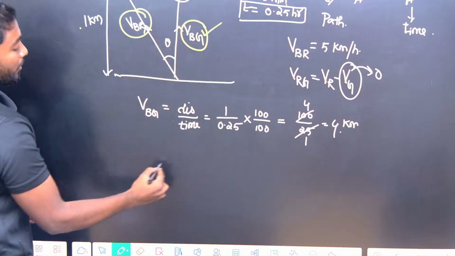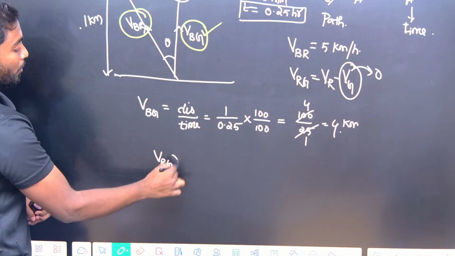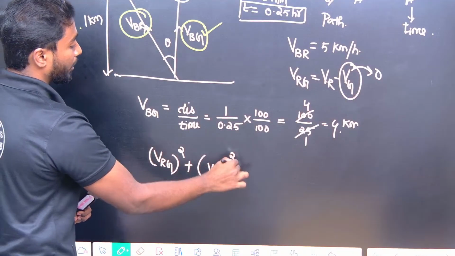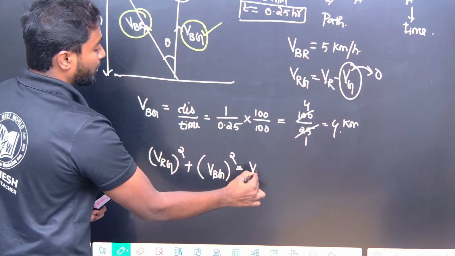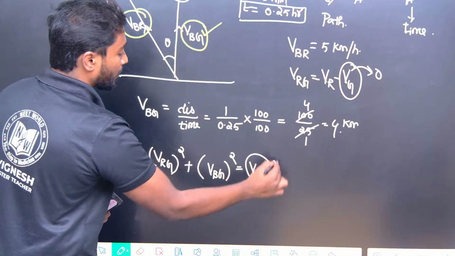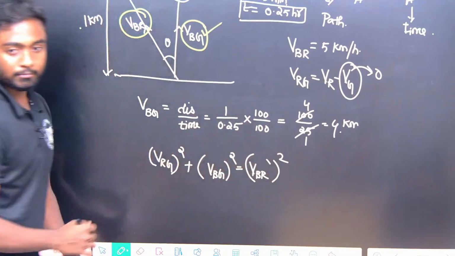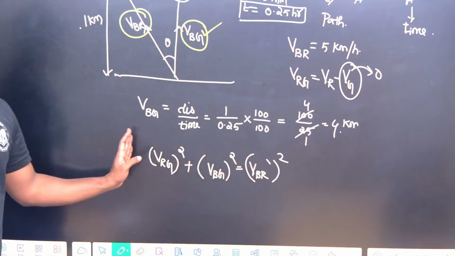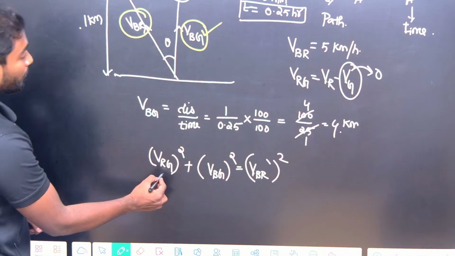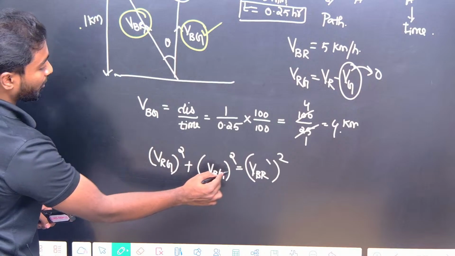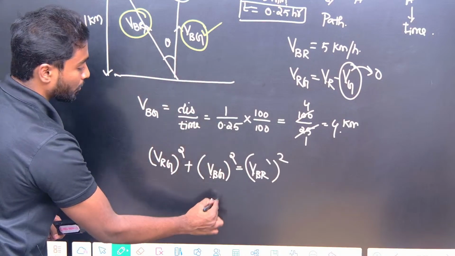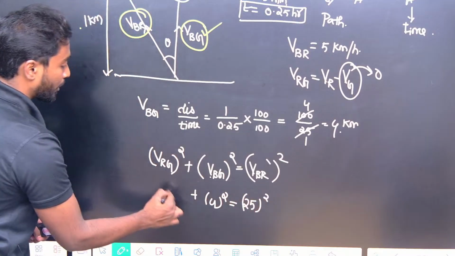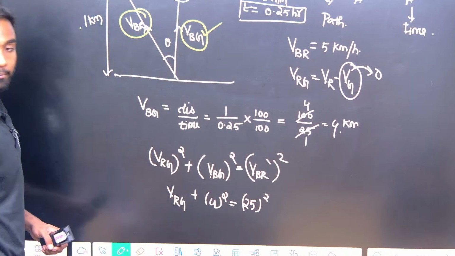So, velocity of the river with respect to ground the whole square plus velocity of the boat with respect to ground the whole square is equal to velocity of the boat with respect to river the whole square. Yes? Hypotenuse side, one side and the remaining other side. So, we know that velocity of the boat with respect to ground is 4. 4 square should be equal to 5 square, and this one I don't know, velocity of the river with respect to ground, right?